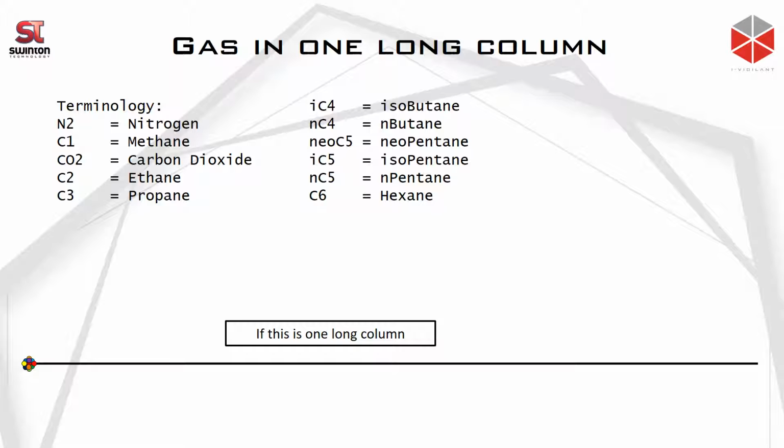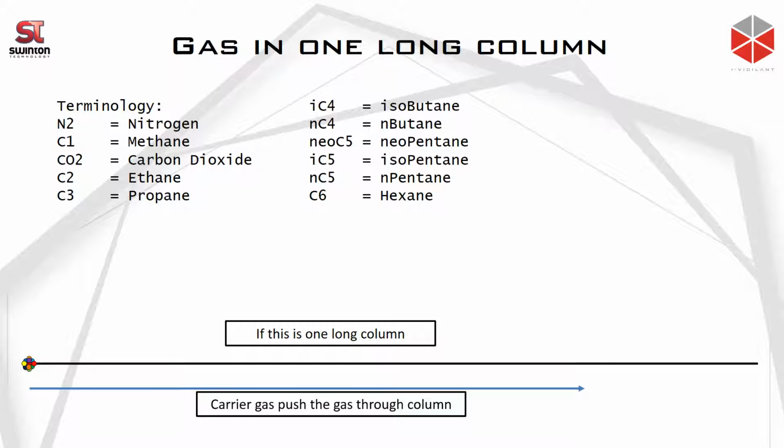So if we see all the gases traveling in one long column, it will look similar to this. To begin with, I'm going to talk about the terminology that I'm going to use a lot. As you can see, we have a short form for every single gas component, and a lot of times I'm going to use the short term of each individual gas component in this session itself.